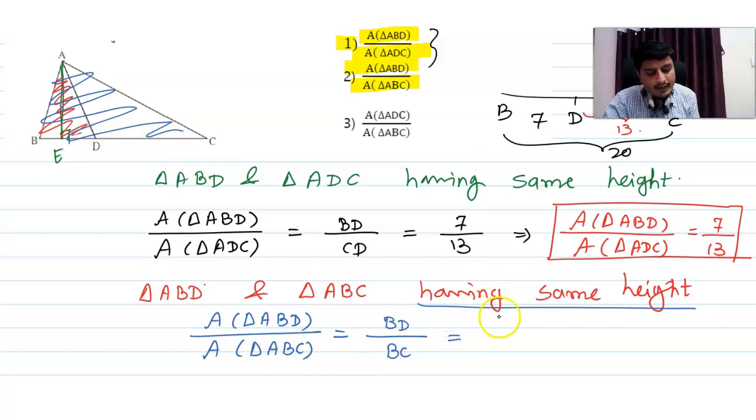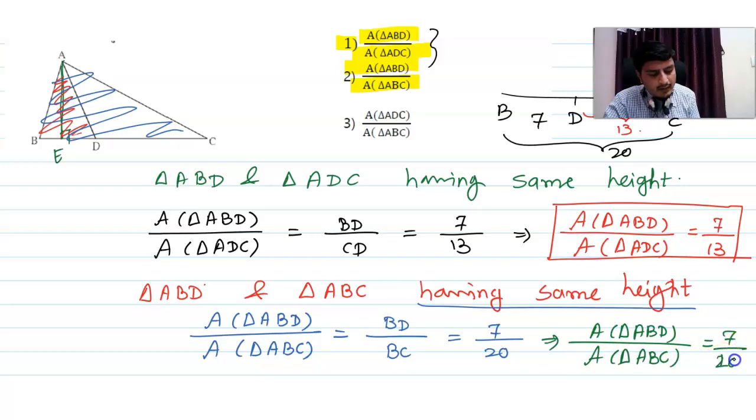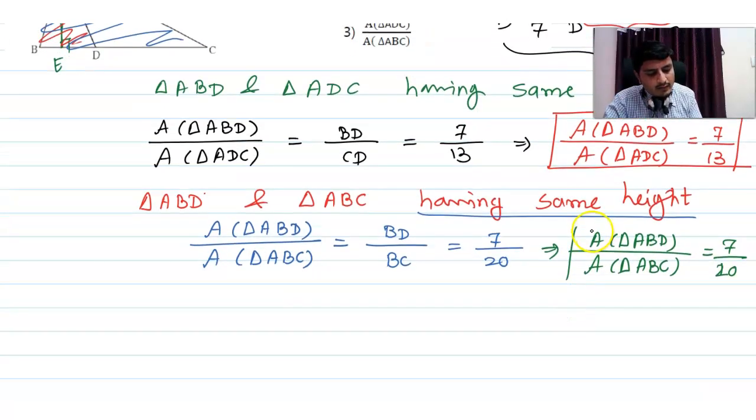So the value of BD we have given is 7 and the value of BC is 20. So here we can say the area of triangle ABD divided by the area of triangle ABC is equal to 7 divided by 20. Hence we have the solution for the second sub question.